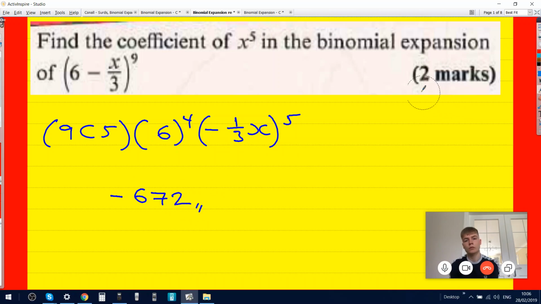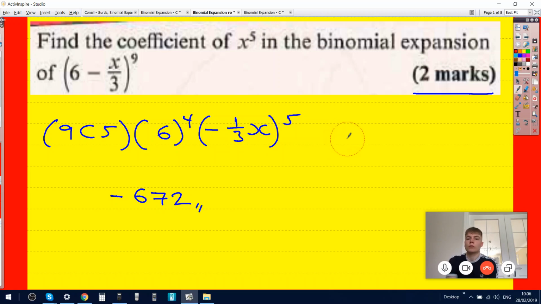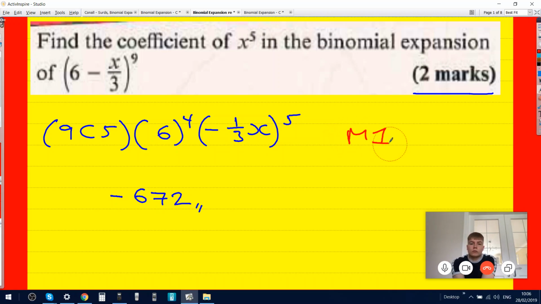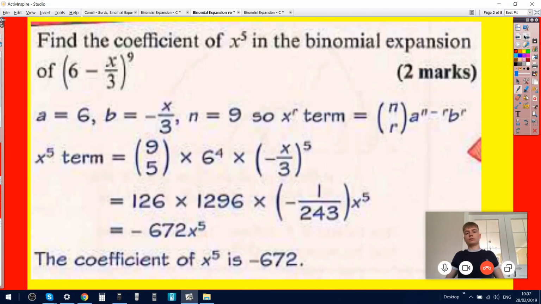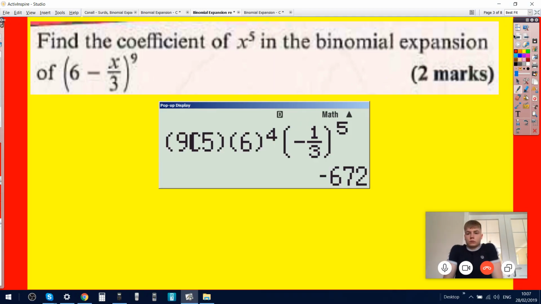672. You can see there are two marks. So this is the method mark, this is the accuracy mark. So the book showed like 6 to the power 4, what that is. You don't need to do any of that. Not worth anything. Minus 672. Okay, we're good. Minus 672.